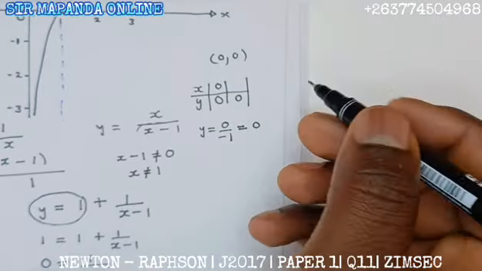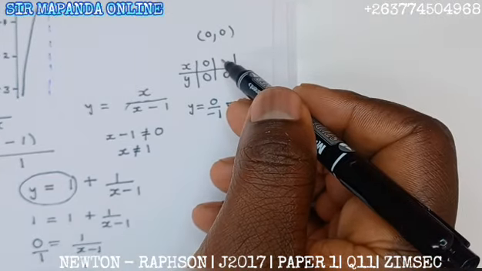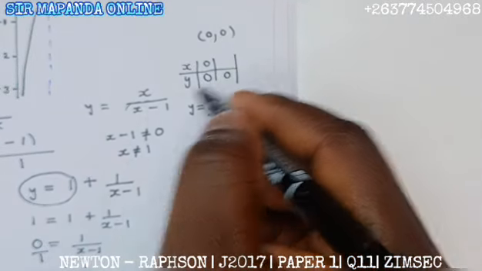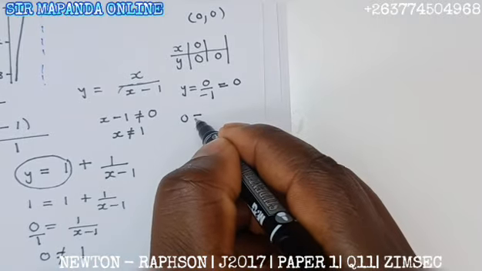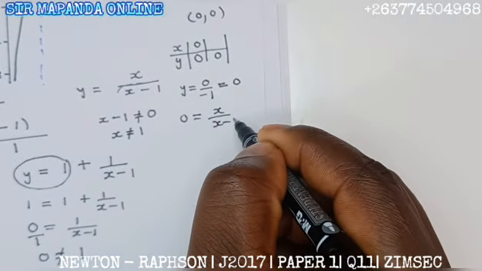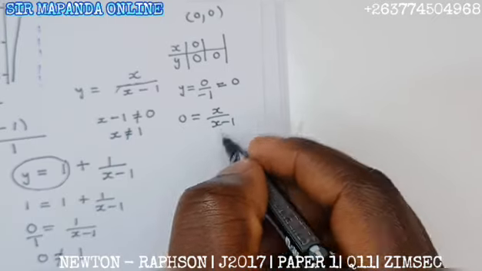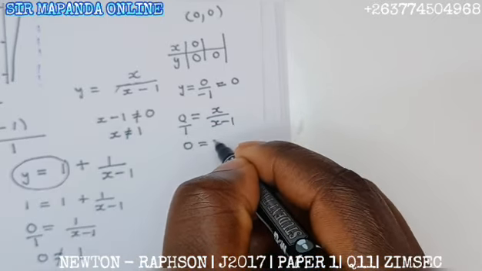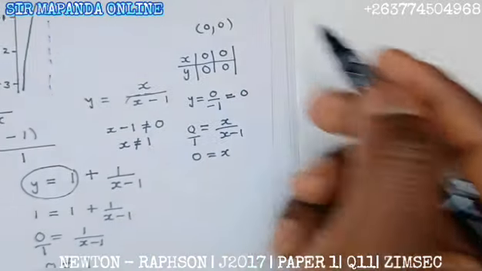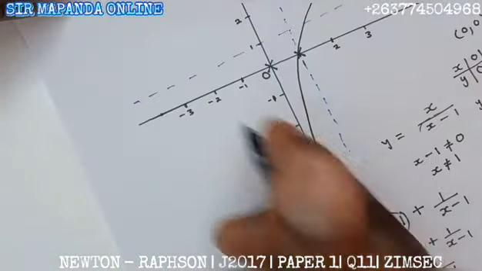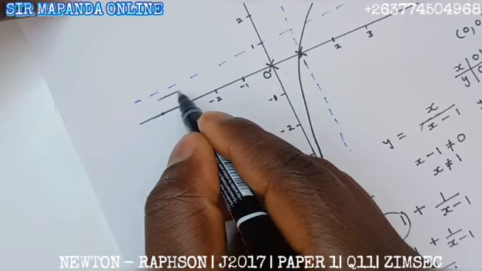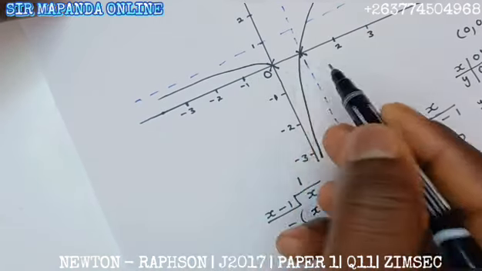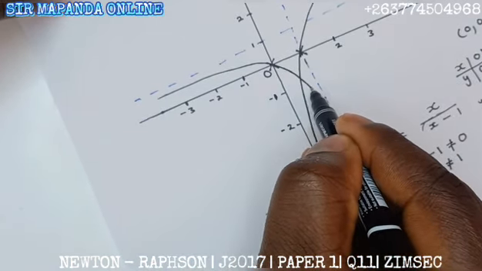Then another point, we want to find the value of x when y is 0. So if we put 0 on y, you get 0 is equals to x over x minus 1. Cross multiplication. 0 times x minus 1, you get 0 is equals to x. So it gives you the same point. So our graph is going to come like this, passing through the origin, approaching the two asymptote lines.